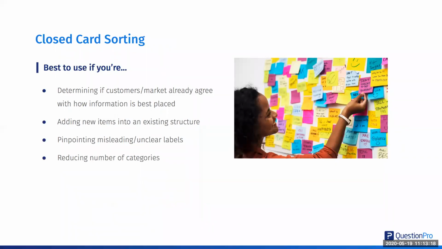So again, this is the exercise in which the survey designer has the categories predefined. And this is great for finding out if customers or your market agree on where your information is best placed within existing categories. So this really is helpful for UX research, but also for other areas like inventory or concept testing, things like that. You can pinpoint misleading or unclear labels.